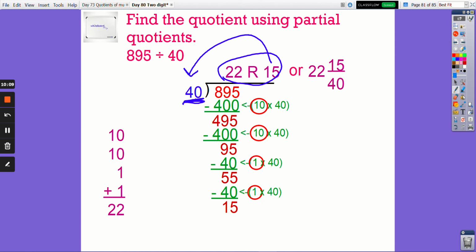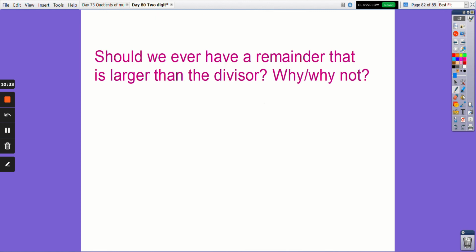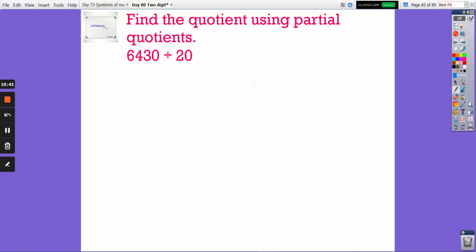Now, you don't necessarily have to have these exact parentheses. It just depends what you pulled out. But these are easy numbers to work with, right? Tens and hundreds are easy numbers to work with. So we pulled out 400. It wasn't enough. Pulled out 400 again. Pulled out 40. Pulled out 40. And we're left with 15. Okay. So a remainder, oh, we just answered that. Could it ever be bigger than the divisor? No, it cannot.